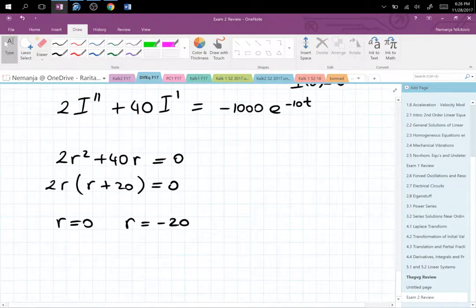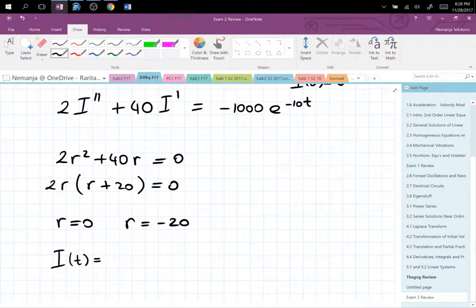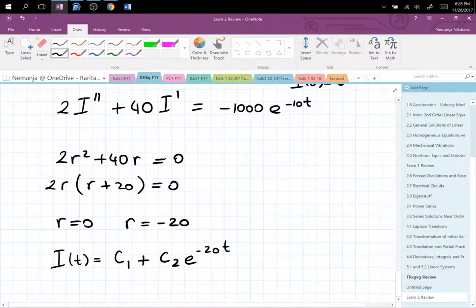So we get that the current I in time is going to be C1 e to the 0, so that's just C1, plus C2 e to the negative 20t. Now that is only the first half of the problem. We have to differentiate that.